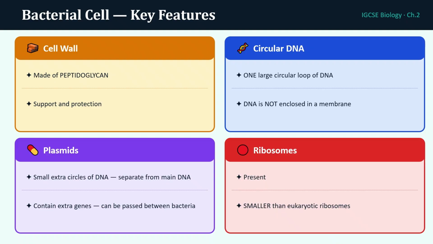Feature number 4 is ribosomes. Bacteria do have ribosomes, with the same function as in other cells like animal cells or plant cells, that is, they make proteins. But their ribosomes are smaller than the ribosomes of animal or plant cells. This size difference is actually used in medicine. Certain antibiotics work specifically by targeting bacterial ribosomes, and because our ribosomes are of a different size, the antibiotics do not harm our own cells.